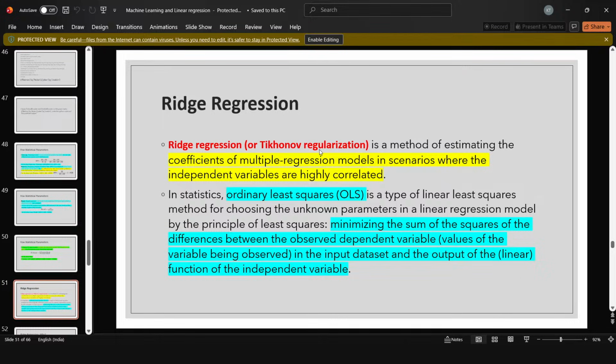Okay. The next concept is ridge regression. Ridge regression is where you estimate the coefficients of multiple regression models where the independent variables are highly correlated. There is a problem when there is high correlation between the independent variables. At that time you use ridge regression to solve that problem. This happens in multiple regression models. Multiple regression models mean there are multiple features for one value of y.